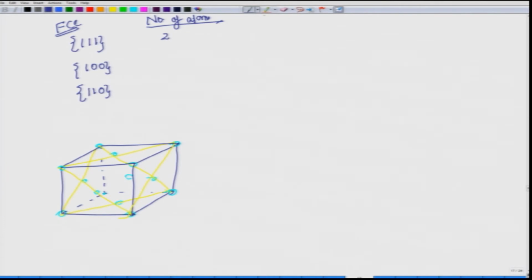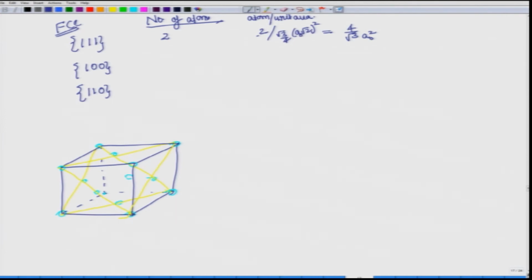Next what we want is atoms per unit area, because this is what will give us the densest plane. So, this is 2 atoms, and if this is the A root 2 and this is the equilateral triangle, therefore, the area would be root 3 by 4 A root 2 square. So, this will be 2 divided by root 3 by 4 A root 2 whole square, which will come out to 4 by root 3 A square. And since it is lattice parameter, we can write it as A naught.